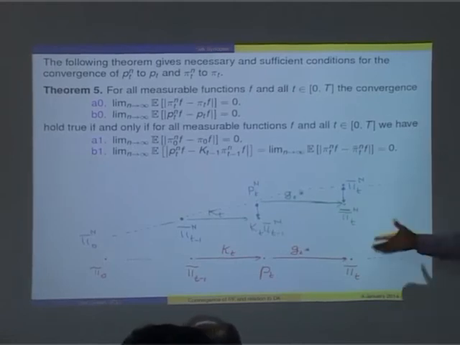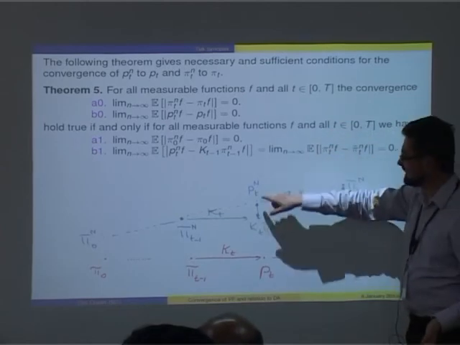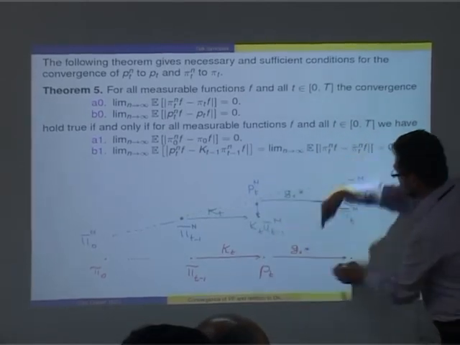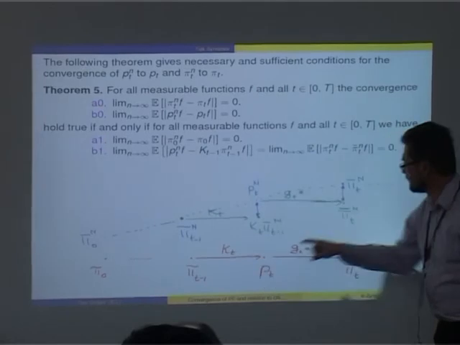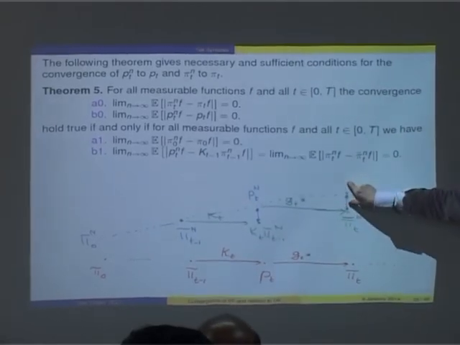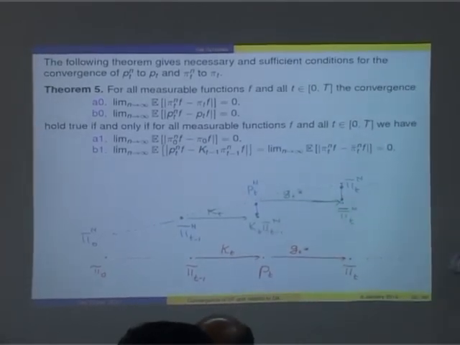And the necessary step is, I know that this goes to 0. I know that this goes to 0. Because this goes to 0, this goes to 0. Therefore, the difference goes to 0. Okay? So it's a very simple argument.